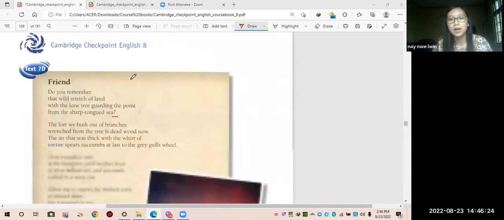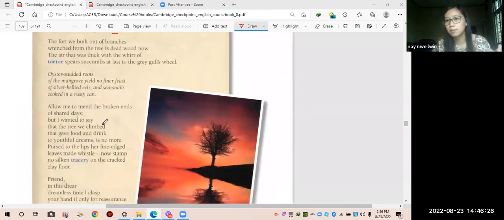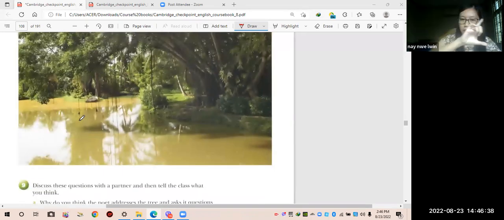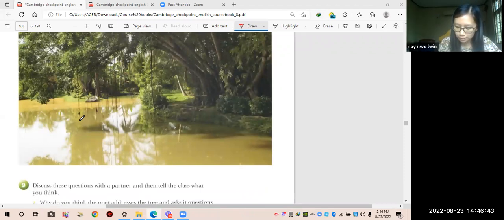The two poems are quite similar in terms of time and memories. That's the content, and the message by line. The two are quite similar. And the first poem, Banyan Tree: what is the message given by the banyan tree? What is that?